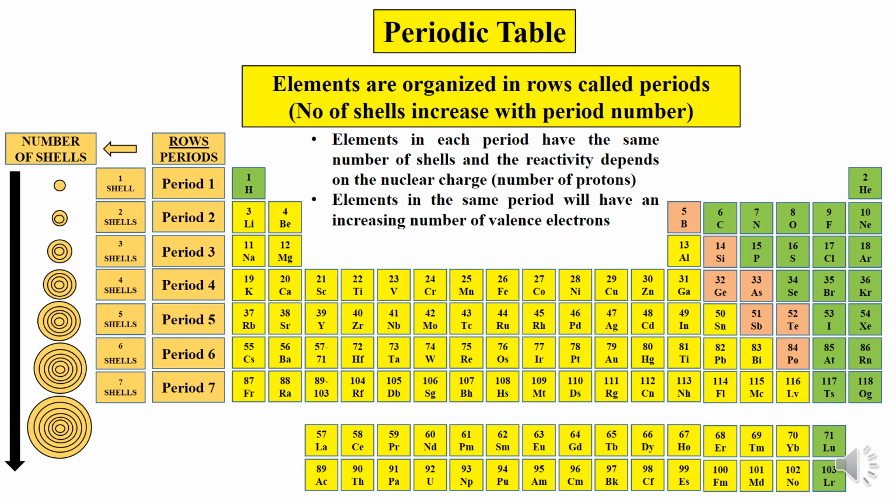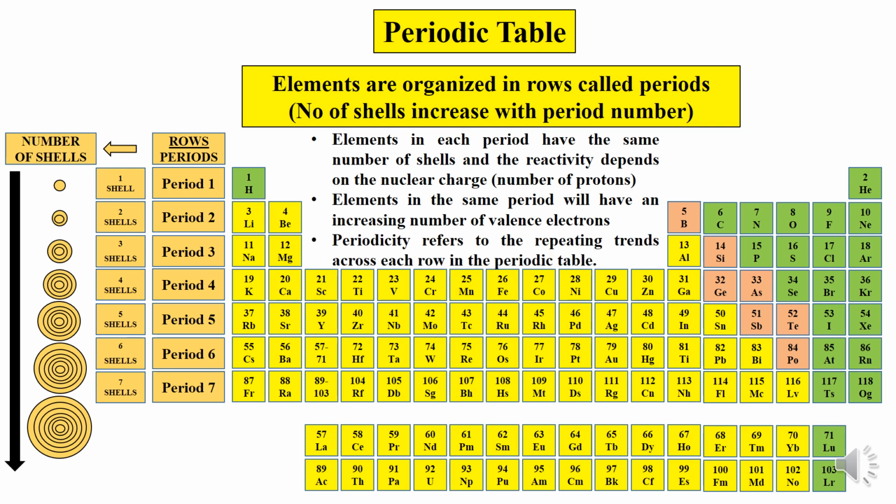So elements in the same period will have an increasing number of valence electrons as you move across a period from left to the right side of the periodic table.